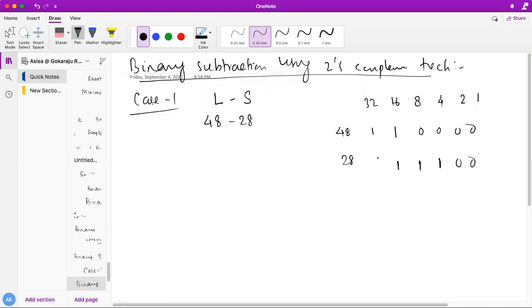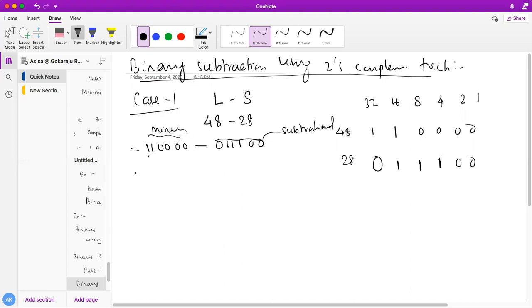But in order to make both of them equal, you can put a 0 over here. So finally what you need to do is perform the subtraction between 110000 minus 011100. Okay, so this is my minuend obviously, and this is my subtrahend. So I'm going to perform minuend minus subtrahend.